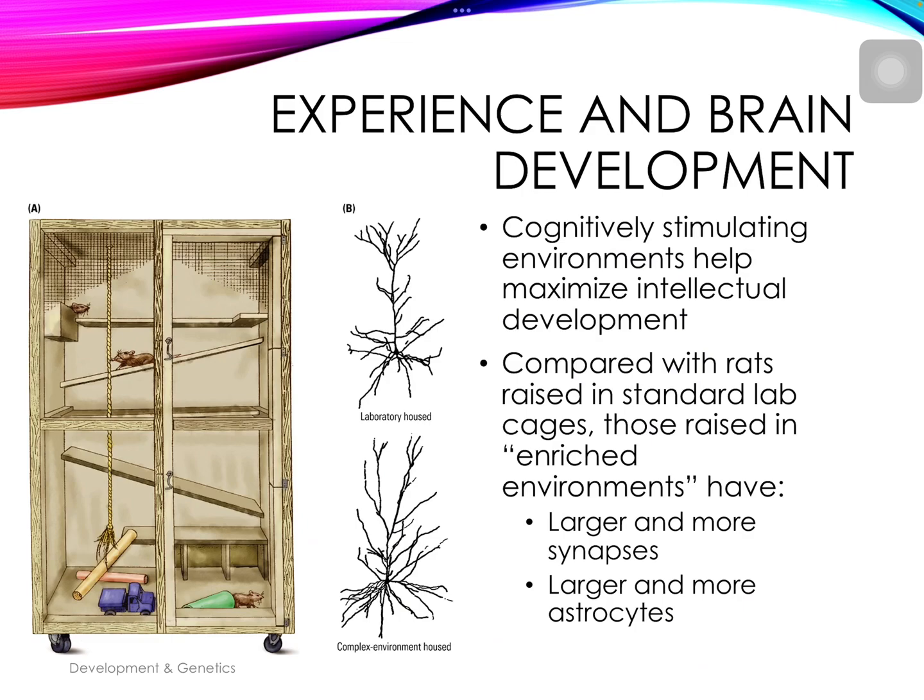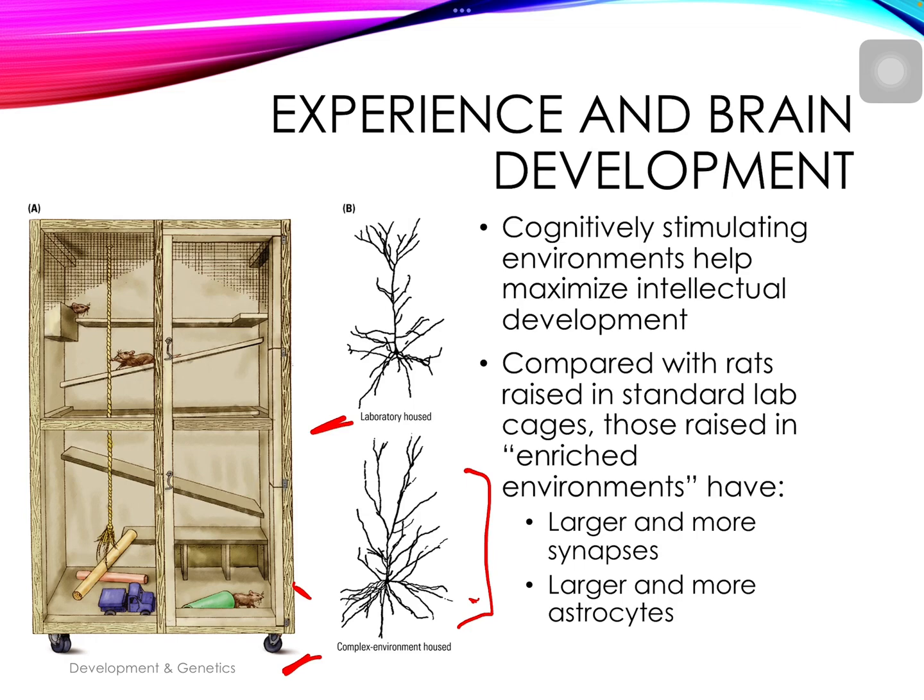Here you can even see, if we have rats in two different kinds of environments, one that's housed in a laboratory and one that's in an enriching, complex environment, you can actually see that there are more connections here, that it's a wider range in terms of where it can connect, with additional arborization and branching that occurs. And so we see that an enriched environment leads to things like larger, more defined and more synapses. And we also see larger and, more specifically, more astrocytes.